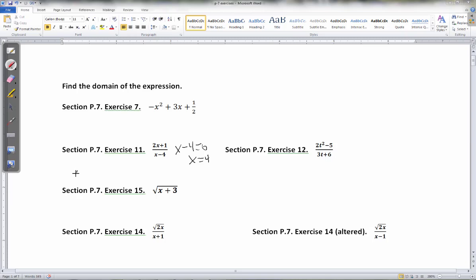So the domain would be negative infinity to 4 union 4 to infinity. That's interval notation. Set-builder notation, which I don't think you'll be able to plug into the homework, but if I were giving you a paper test, I would certainly accept this: x such that x is not equal to 4.